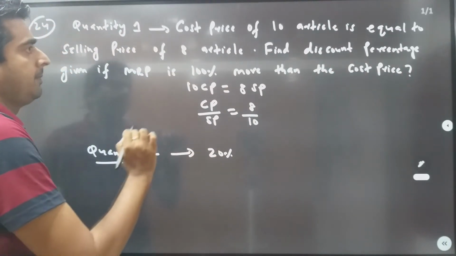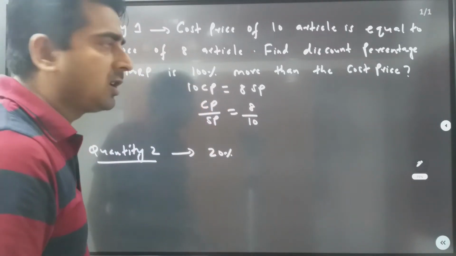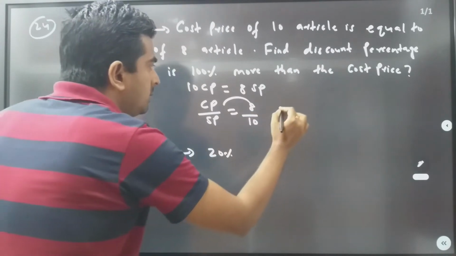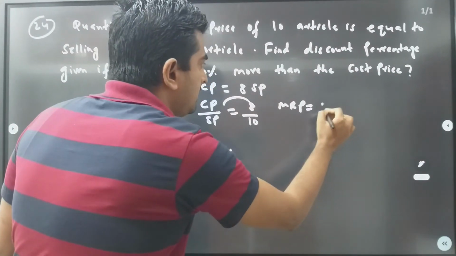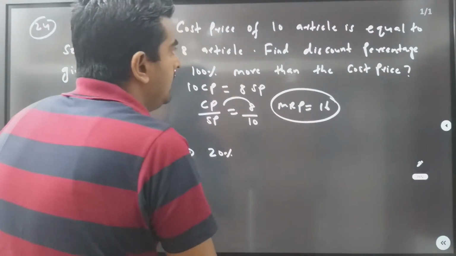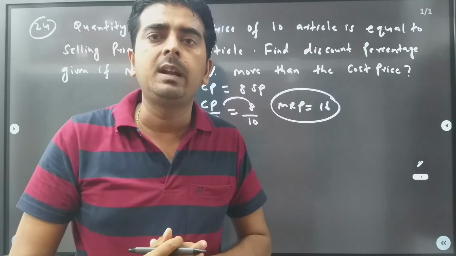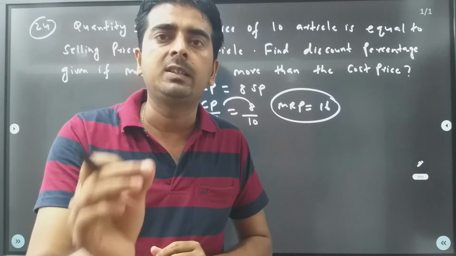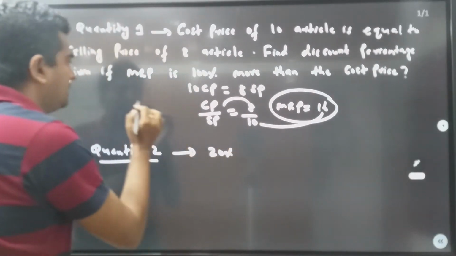Now they are saying find the discount percentage if MRP is 100% more than cost price. Cost price is 8. So what about MRP? 100% means double only, so which is 16. Discount is nothing but mark price minus selling price. Then what is discount percentage? Mark price minus selling price divided by mark price into 100. So difference is how much? 6.